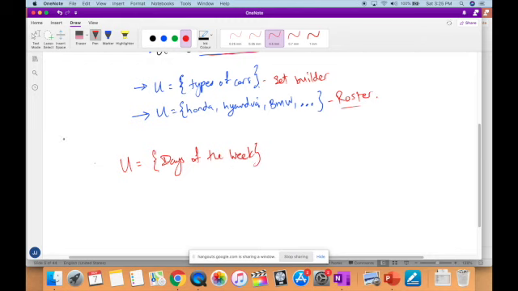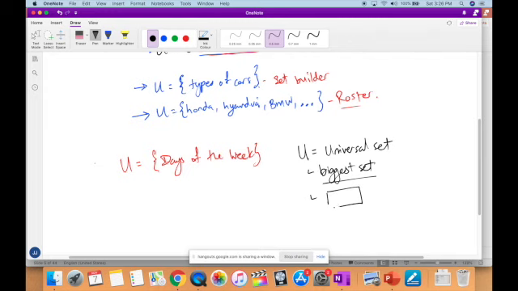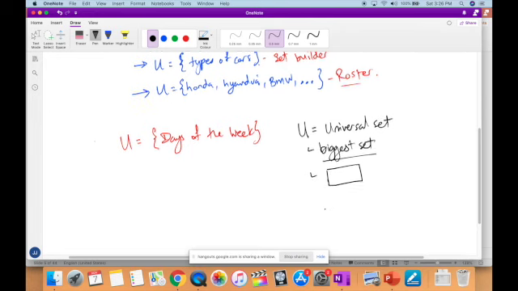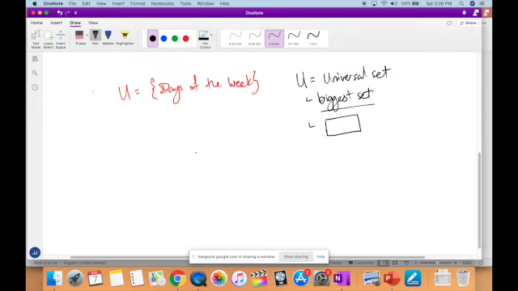You notice I keep using U, right? U also means universal set. The universal set is the biggest set that you are thinking about. The biggest possible set, and it is usually drawn in your Venn diagram as a rectangle. And we'll talk about what a Venn diagram is very soon.